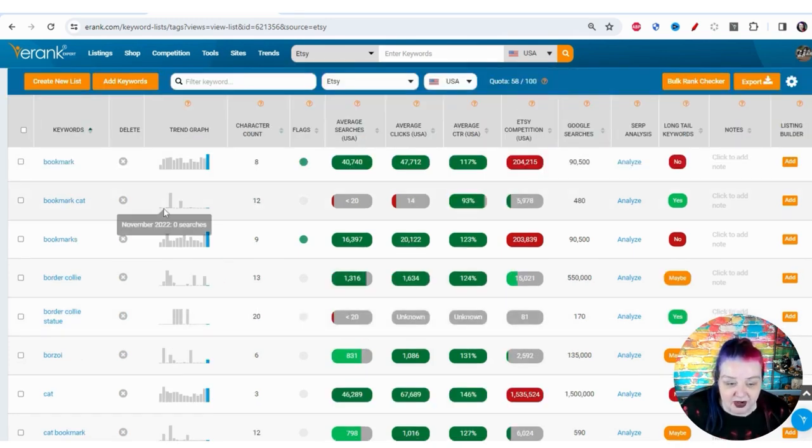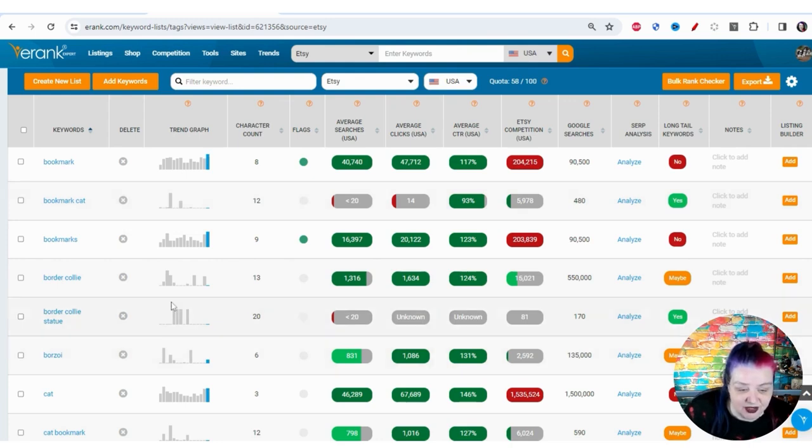But then we look at bookmark cat. It doesn't have a lot of searches. People did find me for that. So yes, I will keep on making cat bookmarks, but I'll think about it. The same with border collie. So I want to think about it, there's a bit of search volume throughout the years. So I'm going to put that onto maybe an orange, an amber list to say kind of important, but it's not where my focus is going to be.